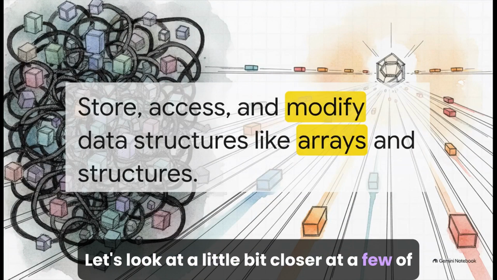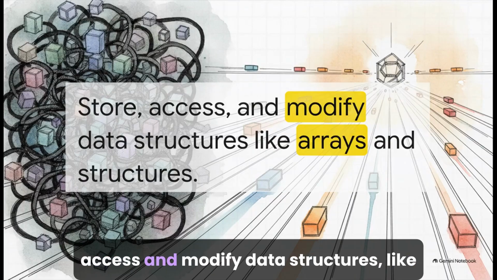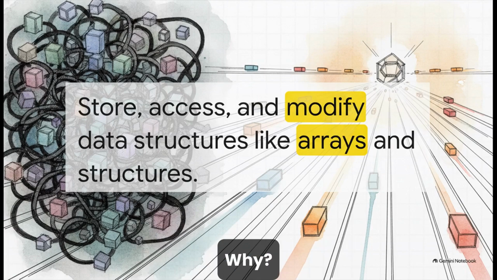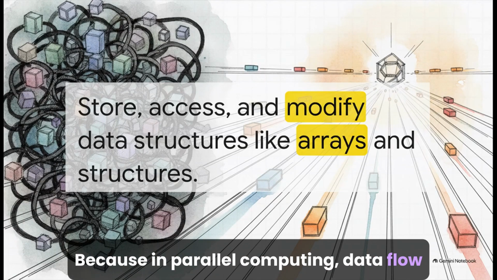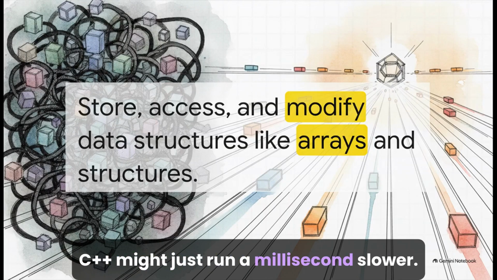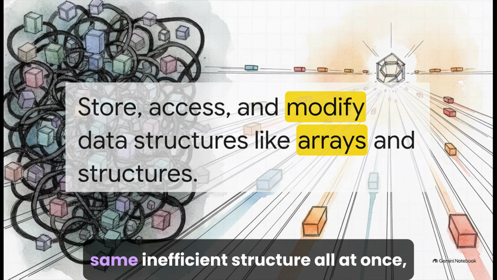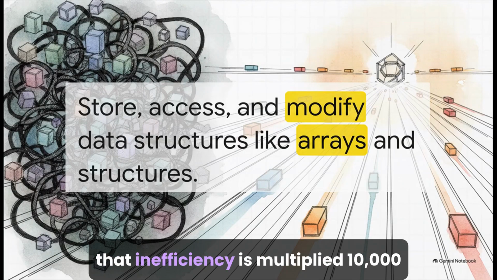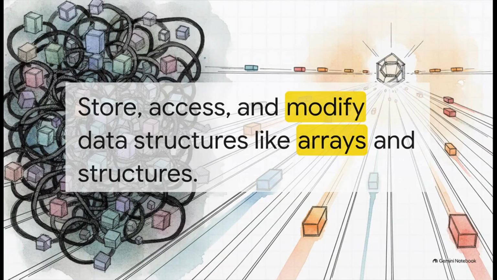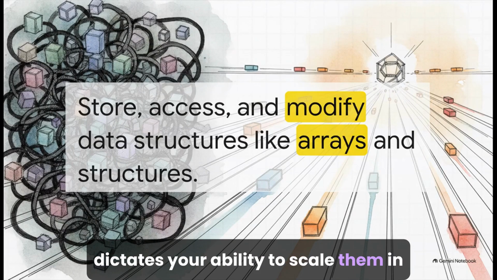Let's look a little bit closer at a few of these, starting with data structures. You need to know exactly how to store, access, and modify data structures, like your arrays and standard structures, completely seamlessly. Why? Because in parallel computing, data flow is absolutely everything. A poorly structured array in standard C++ might just run a millisecond slower. No big deal, right? But in CUDA, if 10,000 threads hit that same inefficient structure all at once, that inefficiency is multiplied 10,000 times. It'll effectively grind your massive GPU to a halt. So your ability to manipulate these structures in standard C++ completely dictates your ability to scale them in CUDA.